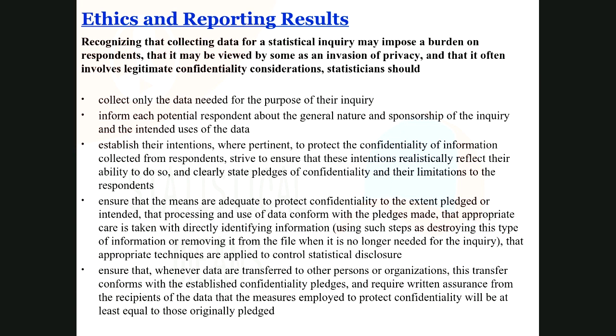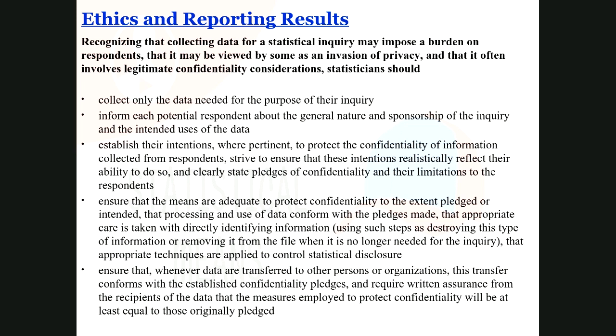Okay. So, recognizing, and I know there's a lot of info on here, sorry about that. This is about ethics and reporting results. And we talked a little bit about research ethics and recognizing that collecting data for a statistical inquiry may impose a burden on respondents, that it may be viewed as some invasion of privacy, and that often involves legitimate confidentiality considerations. And we went over this a bit.